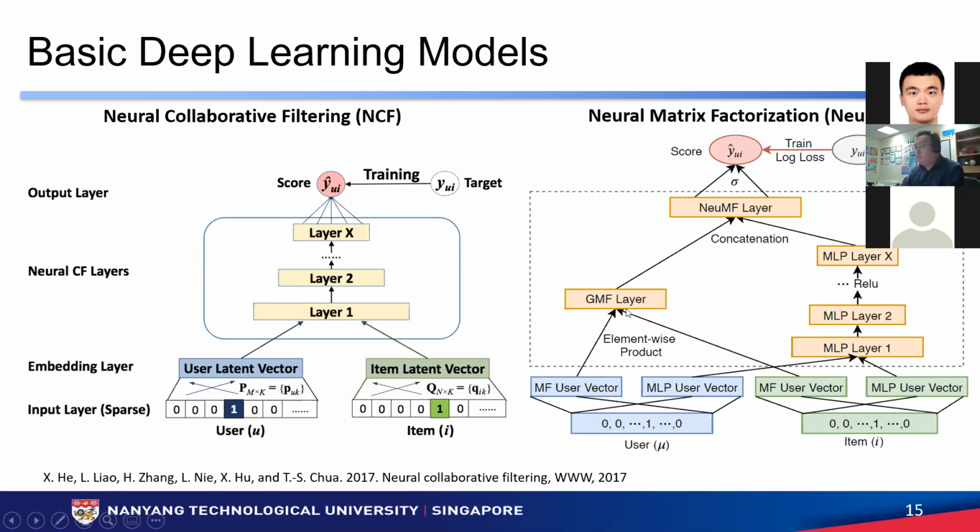And then both this GMF, the generalized matrix factorization, and MLP will be integrated, concatenated, and fed into this neural MF layer. So this is just the high-level idea of these 2 models.